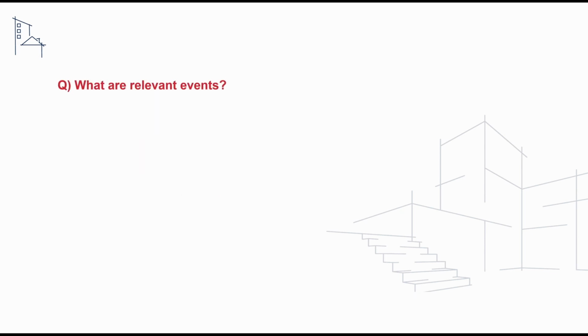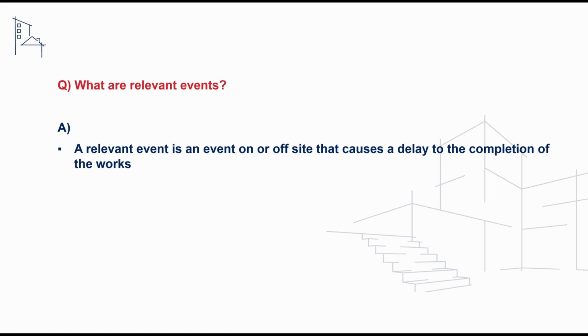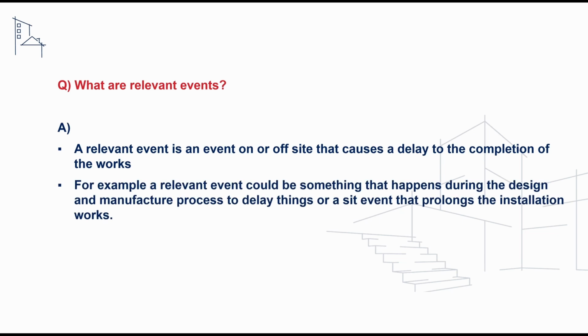The next question we'll take a look at is on our knowledge of relevant events, and to address this we can say that a relevant event is an event on or off site that causes a delay to the completion of the works. For example, a relevant event could be something that happens during the design and manufacture process to delay things, or a site event that prolongs the installation of the works.